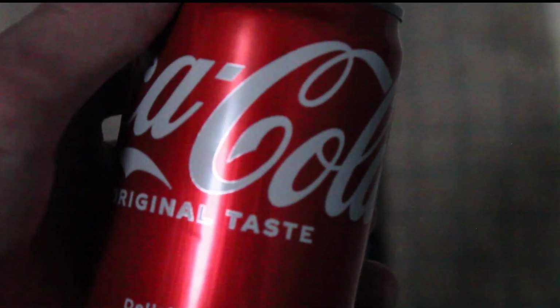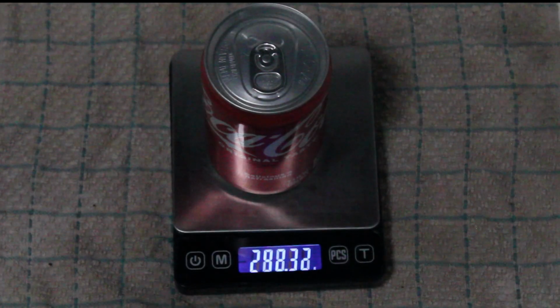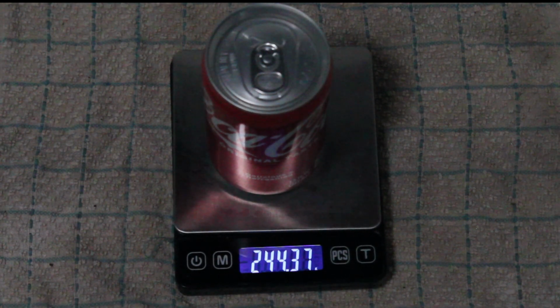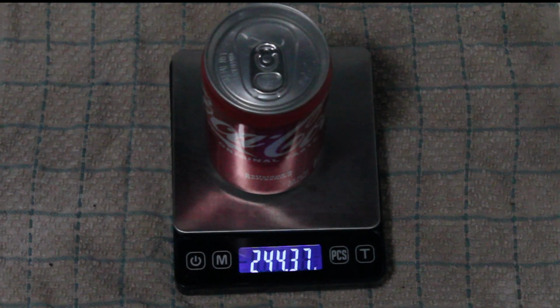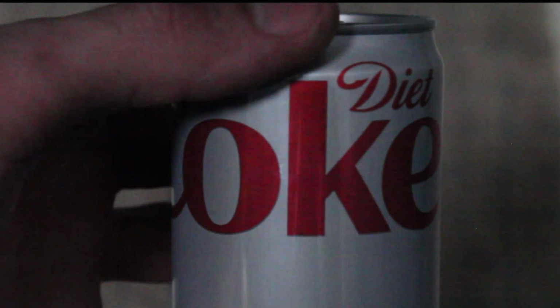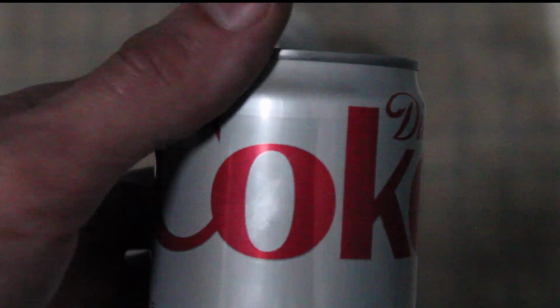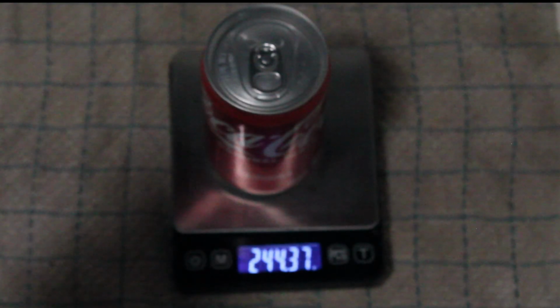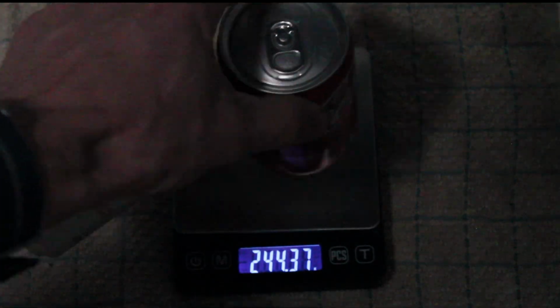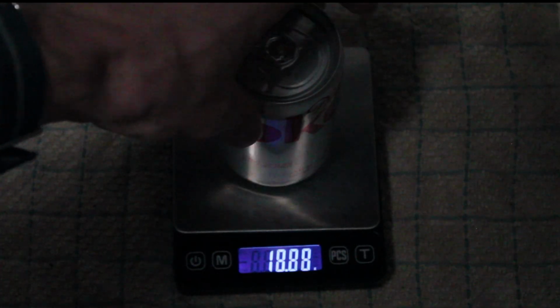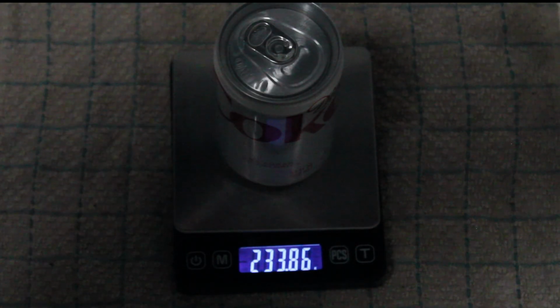So here's the Coca-Cola. The density of the regular Coke is 244.37 grams. And then here is the Diet Coke. We will be weighing it to get the density. The density of the Diet Coke is 233.86 grams.